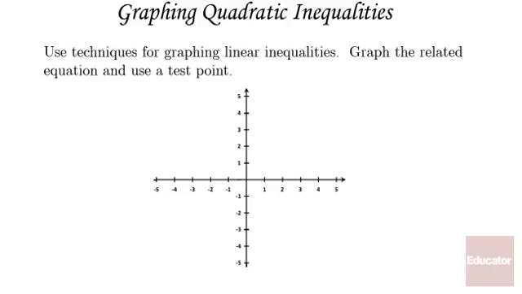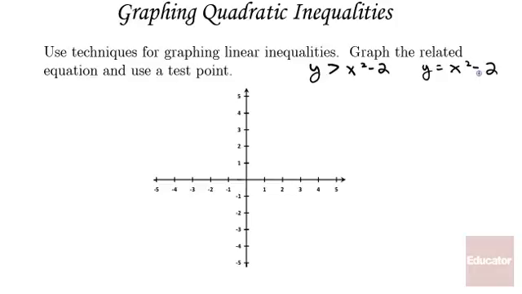For example, just starting out with something simple, if you had an inequality y is greater than x squared minus 2, the first step is to graph the related equation. In this case, the related equation is going to be y equals x squared minus 2. And that is going to give the boundary line for the solution set.